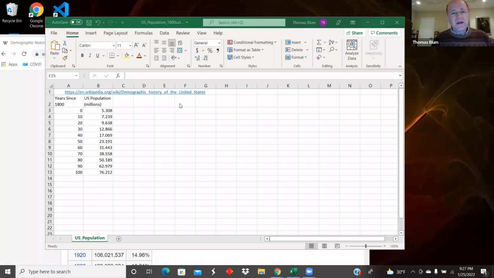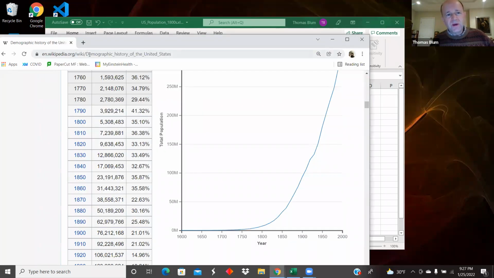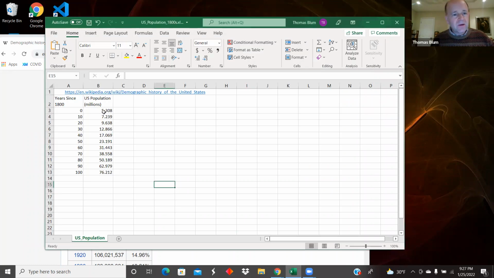Okay. So again, here's the Excel, the Wikipedia page from which I took the data. I just focused on the 1800s here and just took these first four digits. So I wrote this as 5.308. I just truncated this last part and said this was 5.308 million. And instead of plotting the years, I plotted the years since 1800 so that the years would not be these huge numbers. So these are the years since 1800. This is the US population in millions.